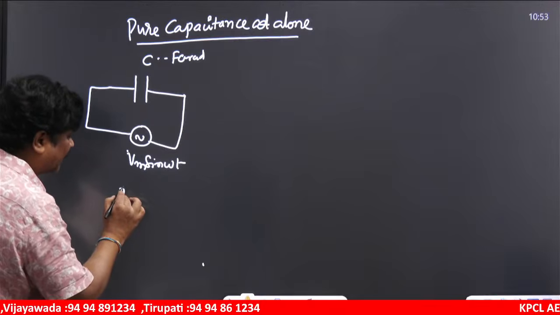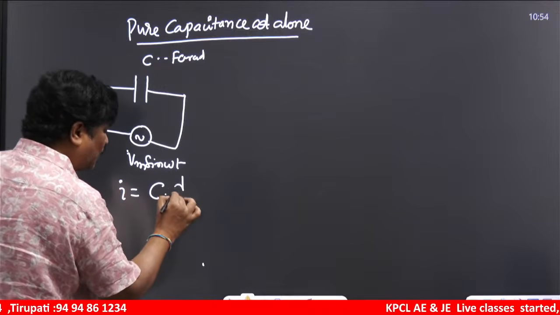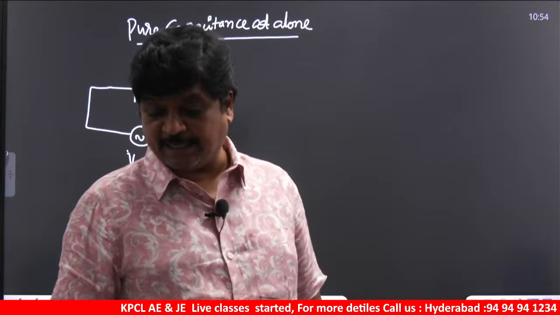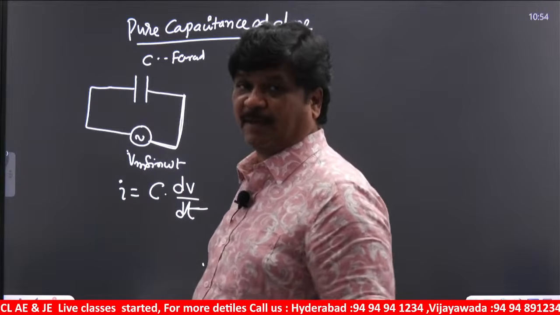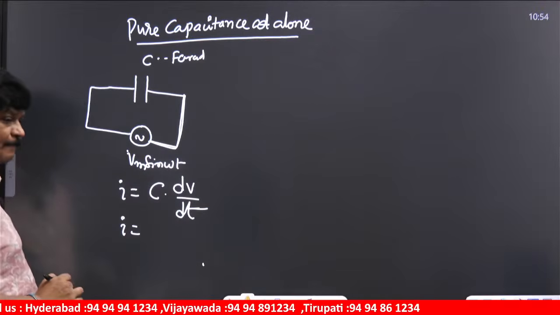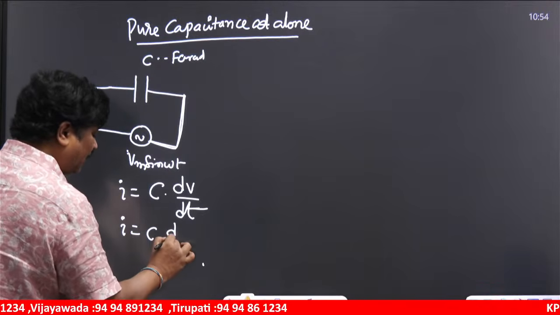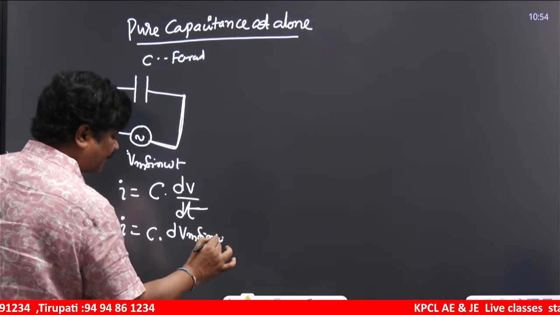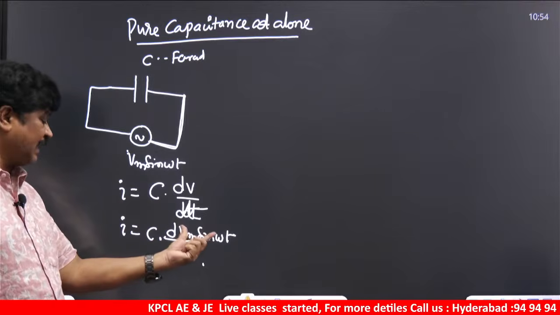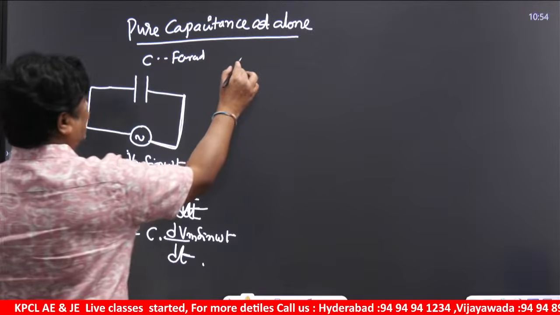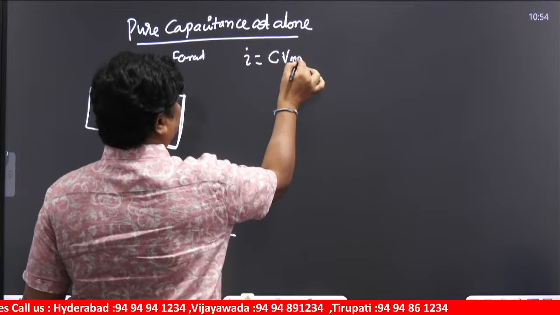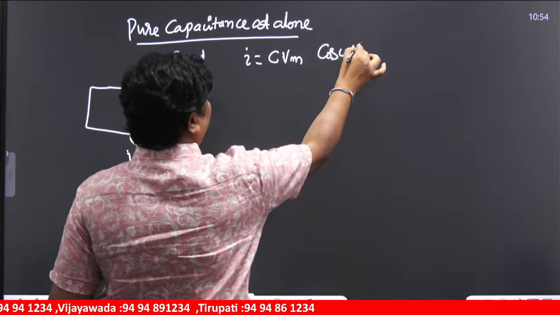The current I in a capacitor is C into dV by dt. It is the current equation in a pure capacitor. Now, current I is equal to C into d(Vm sin omega t) divided by dt. We have to differentiate this Vm sin omega t. Vm is a constant, and the derivative of sin omega t is cos omega t into omega.